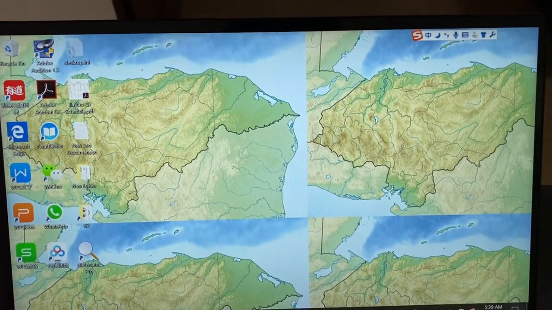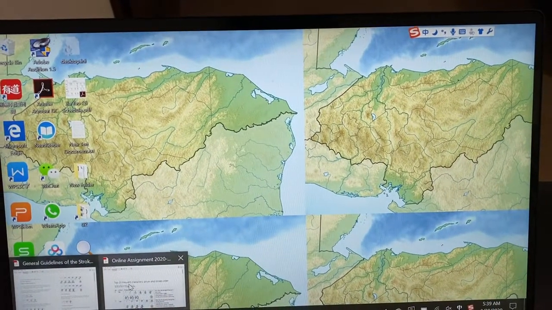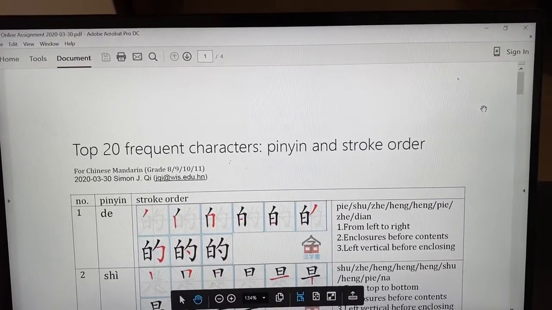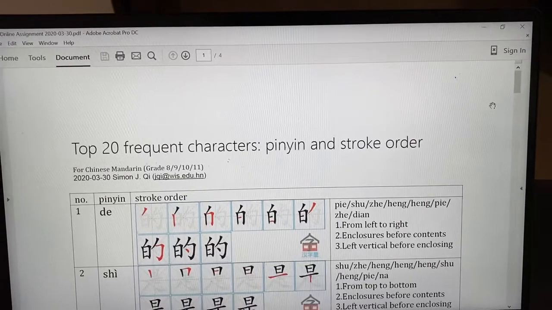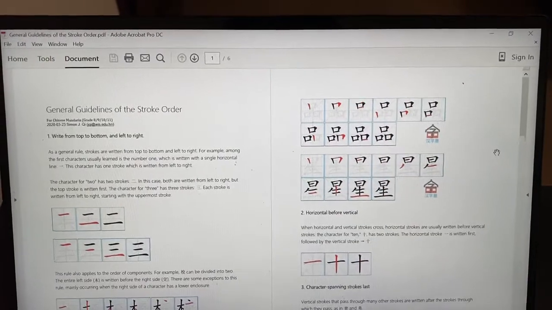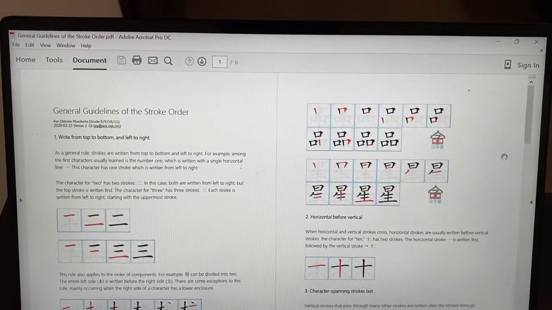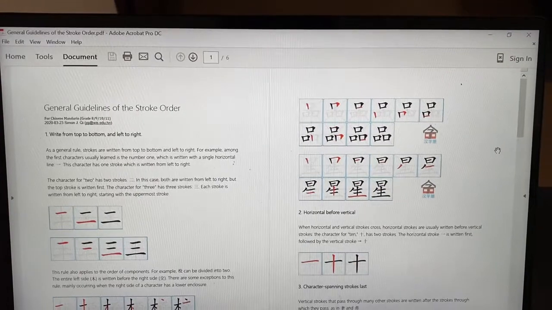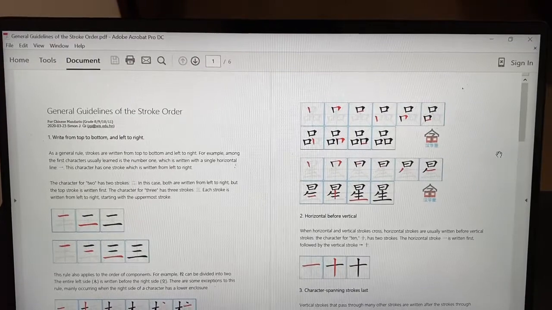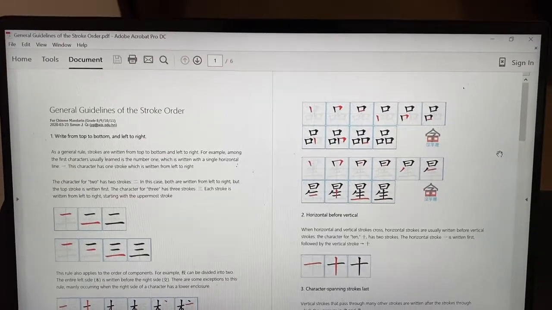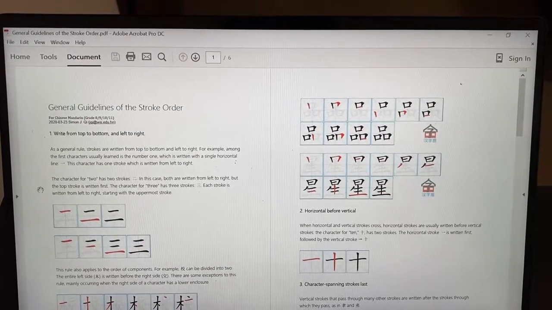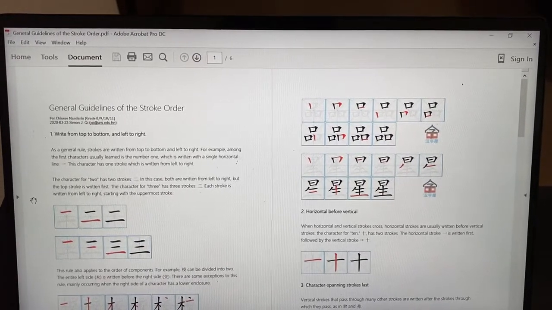So first, before you read and finish our online assignment this time, I suggest you read this document, which has the title General Guidelines of the Stroke Order. Some of you may have read it before, but I suggest you review it thoroughly again to get some of the stroke order or writing order of the characters.